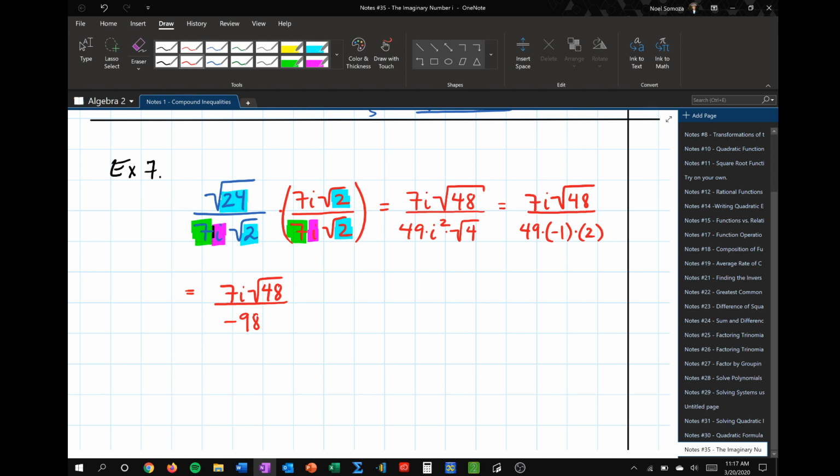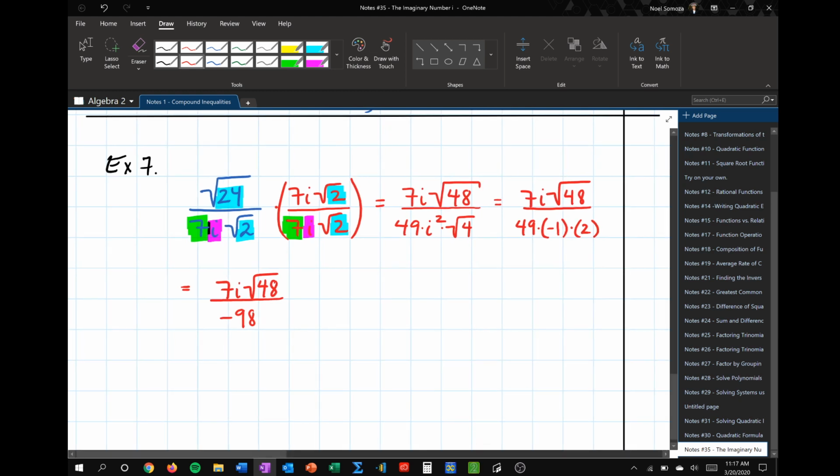Now the problem is that square root of 48 can still be simplified. So we need to take care of that first. I'm going to do a little bit of a revision here because I don't like i in the middle between 7 and square root of 48. So first I'm going to change it to 7 square root of 48 with i at the end, all over negative 98.